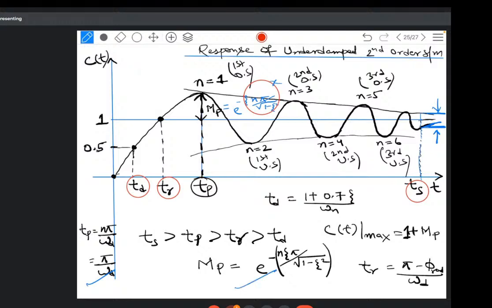Okay, what is the maximum value of the response? It is 1 plus Mp, because this part is 1 and this part is Mp. This is delay time, this is rise time, this phi should be in radians, remember that, and settling time is 4 by zeta omega n for 2% tolerance band, and it should be 3 by zeta omega n for 5% tolerance band.